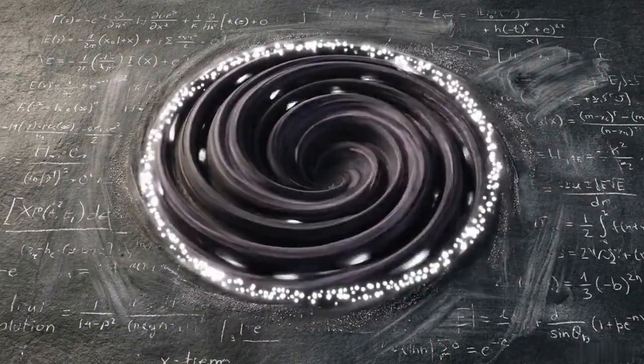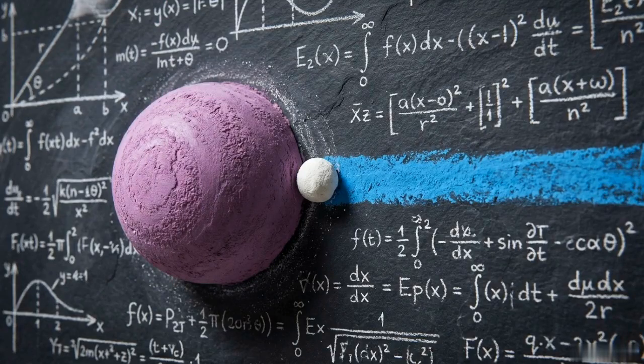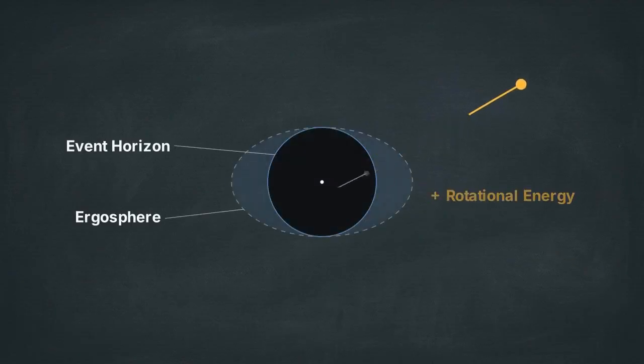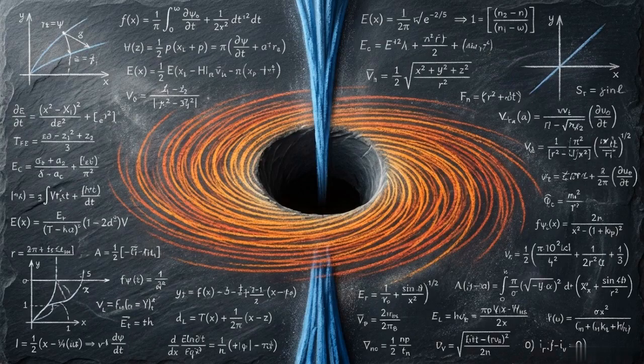Particles can extract rotational energy from this swirling metric. Through the Penrose process, a particle can steal rotational energy from the ergosphere and escape before crossing the event horizon. The Kerr metric transforms black holes from passive traps into engines capable of powering quasars and relativistic jets.